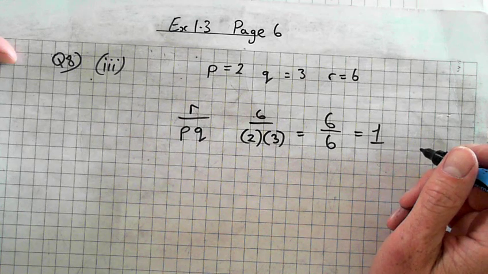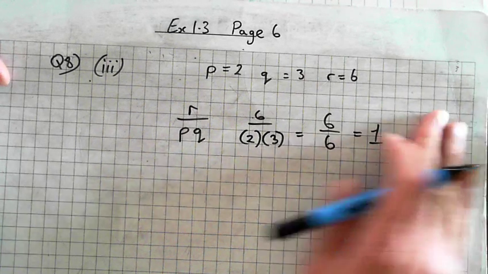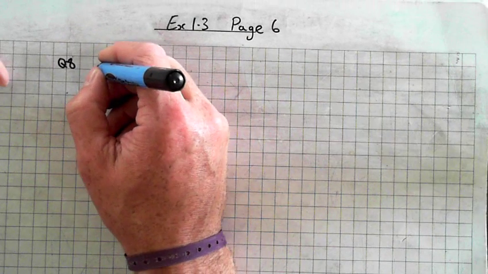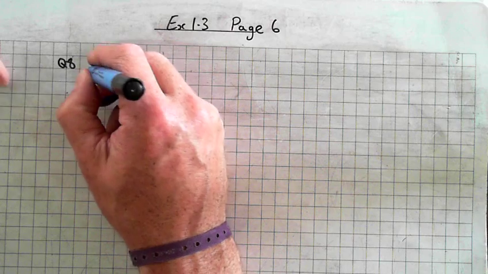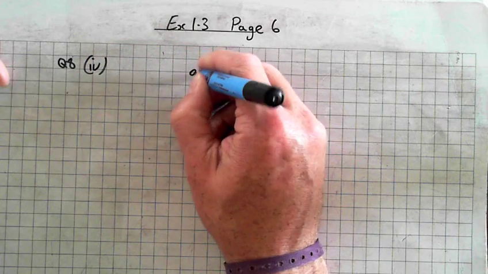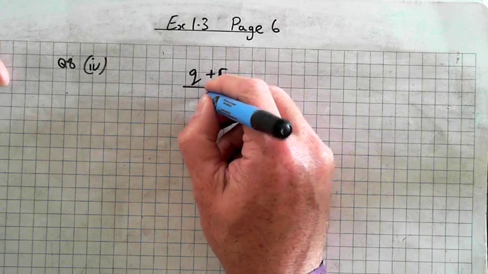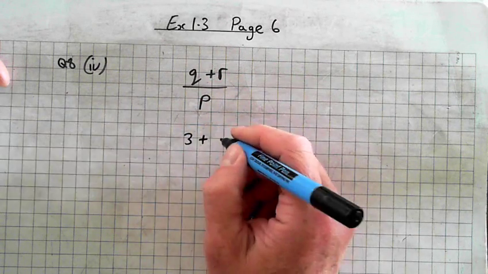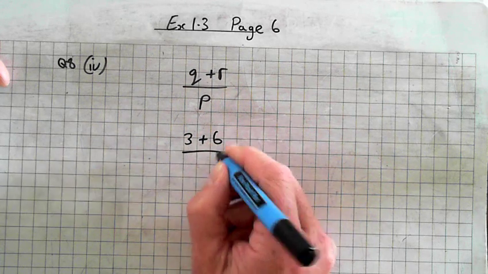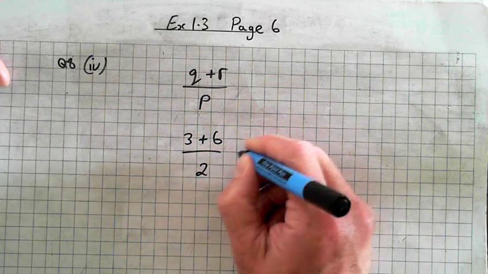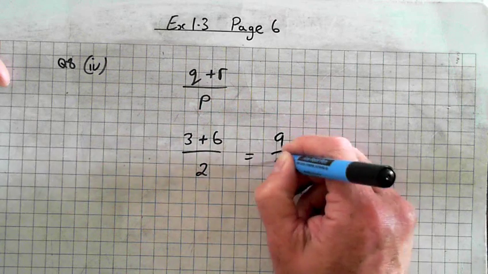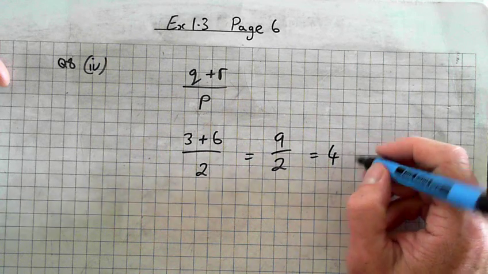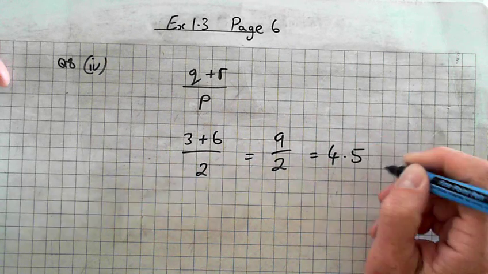And what's the next one? Part 4. Question 8, part 4: q plus r over p. So q is equal to 3 plus r, which is 6, over p, which is 2. 6 and 3 is 9 over 2. So 9 divided by 2 goes in 4 times, remainder 1, so 4.5.